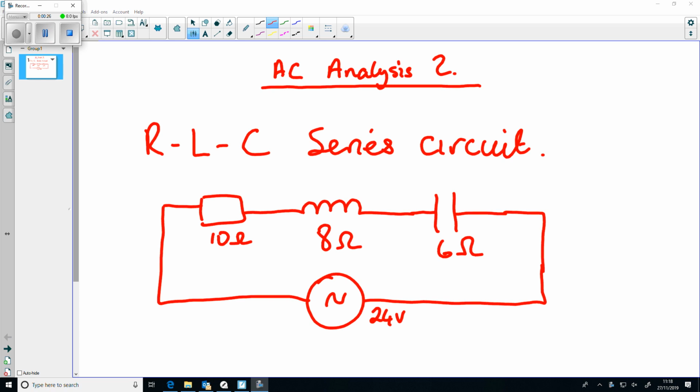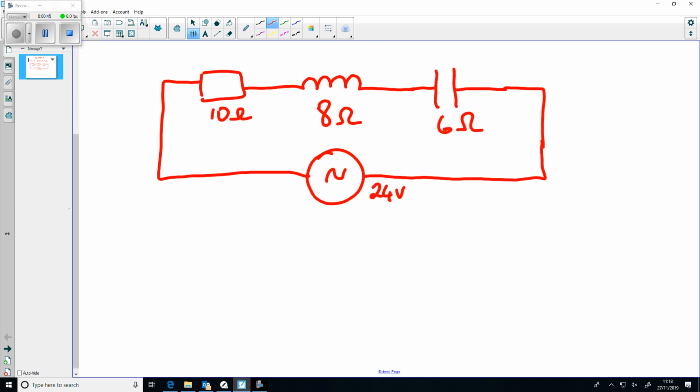10 ohms of resistance, 8 ohms of inductive reactance. I'm not giving it to you in henries, you don't need to calculate it. I'm giving you the impedance of the inductor, and 6 ohms of capacitive reactance. How can I express the total impedance ZT of that circuit in terms of all the other impedances? How do we calculate impedance in series?